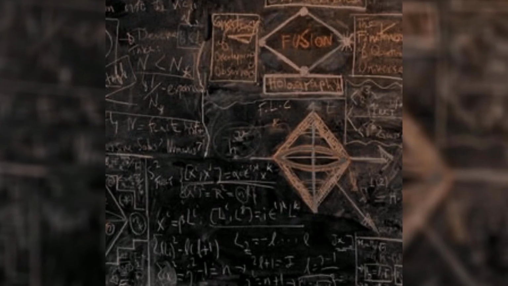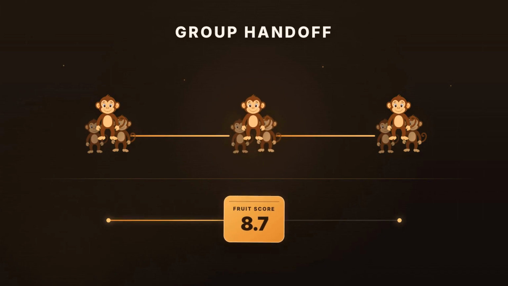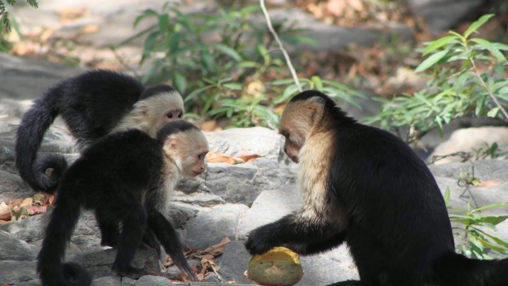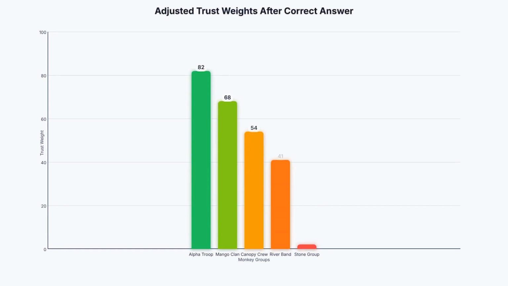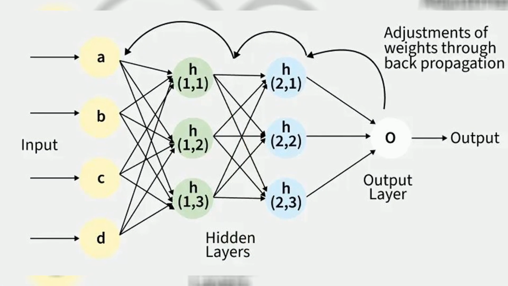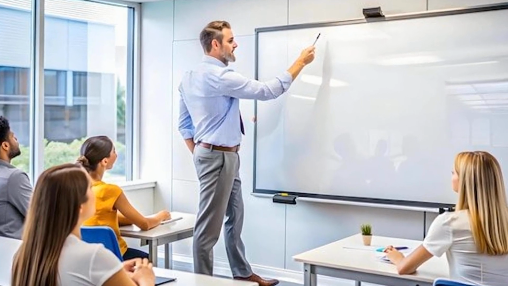My friend's 14-year-old eventually did learn what a neural network was. Not from the diagram with the Greek letters. From a conversation about a week later where I described monkeys in groups, passing fruit assessments to each other, adjusting who they trusted based on whether the final monkey got the answer right, tracing the blame backward when it got the answer wrong. The kid got it in about 4 minutes.